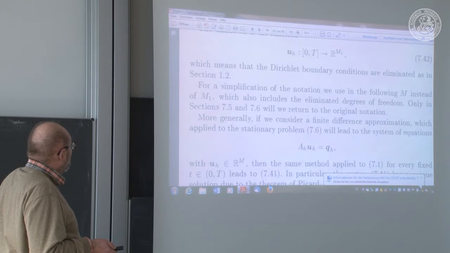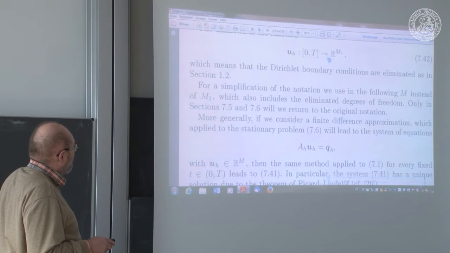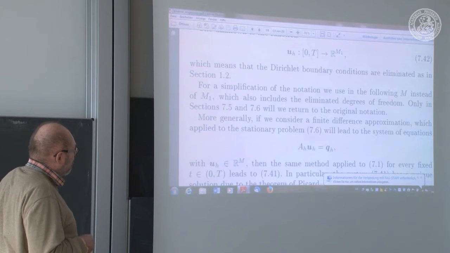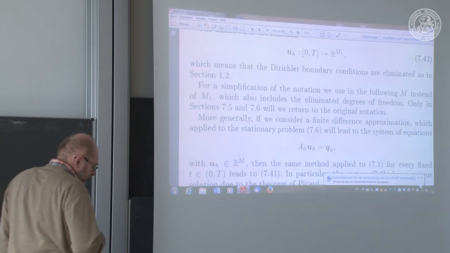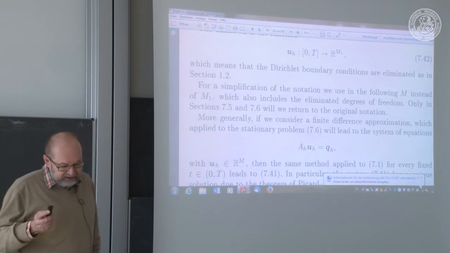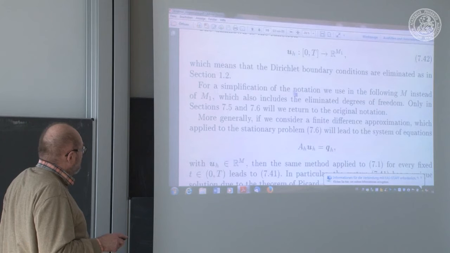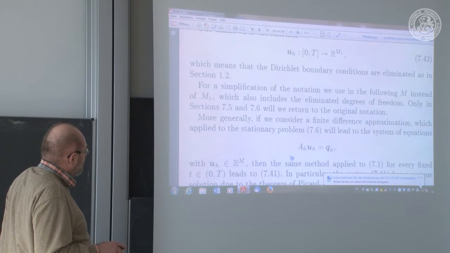Okay, so and that is the function we are looking for. So the image at one instance of time is a tuple in R^M1, M1 being the amount of unknowns in the non-Dirichlet, or in this case the interior points, a corresponding grid function, and that is the corresponding stationary problem with which we have dealt up till now.